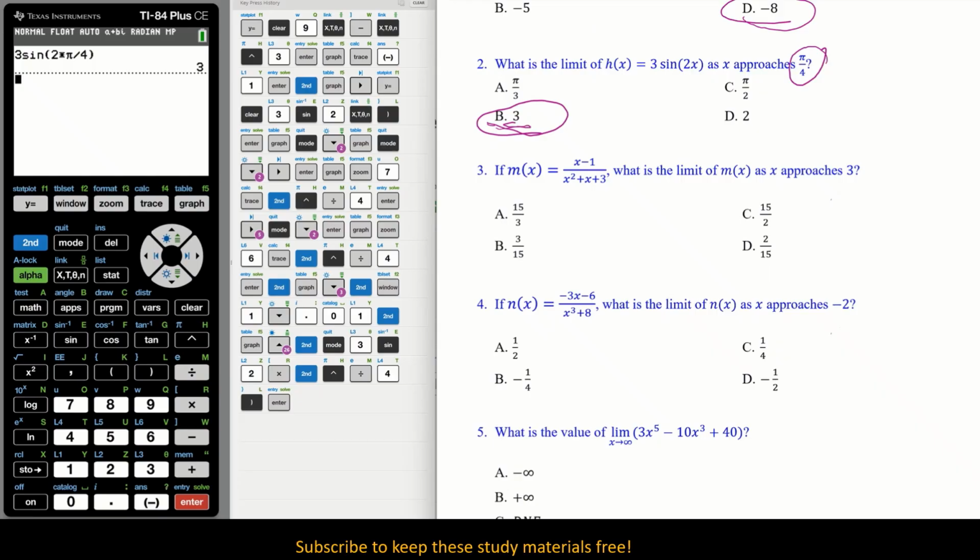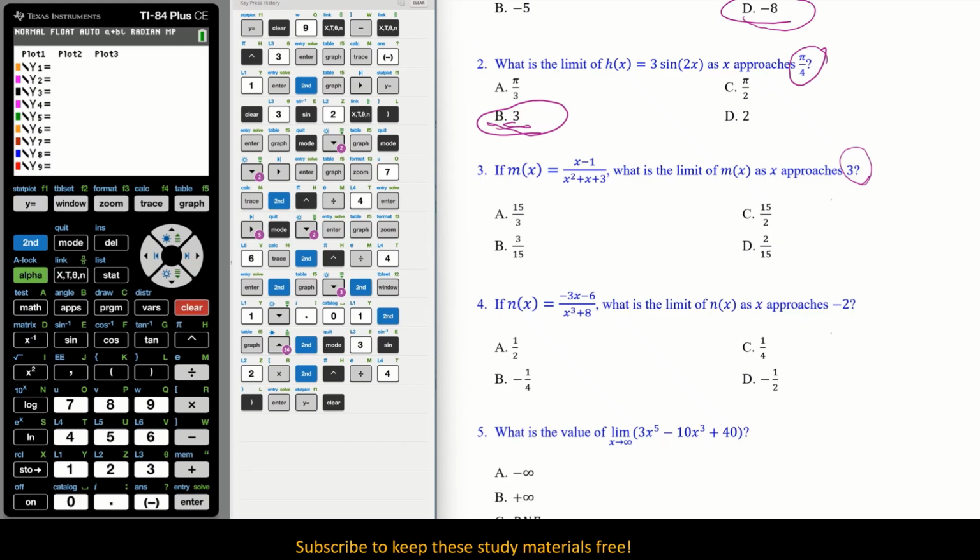If m of x equals x minus 1 over x squared plus x plus 3, what is the limit of m of x as x approaches 3? Okay. All right. This is what we need to do. You can plug in the value for 3. But let's go to our y equals, clear that out. Now this is a rational function. So I need to put this in as a rational and you'll see why, okay?